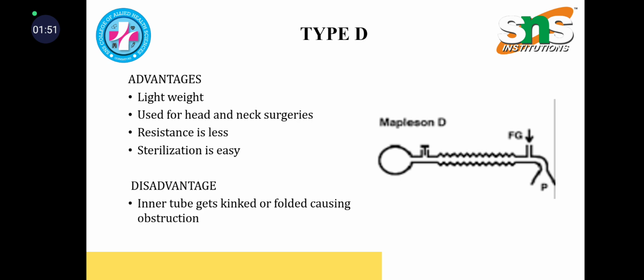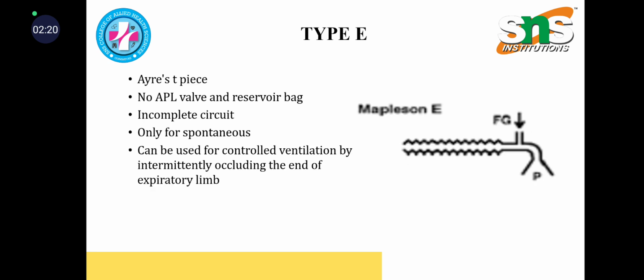Here is the diagram of type D, where the fresh gas flow is brought near the patient end and the APL valve is brought near the breathing reservoir bag. So the advantages of type D are that it is lightweight, used for head and neck surgeries, resistance is less, and sterilization is easy. The disadvantage is that the inner tube gets kinked or folded, causing obstruction.